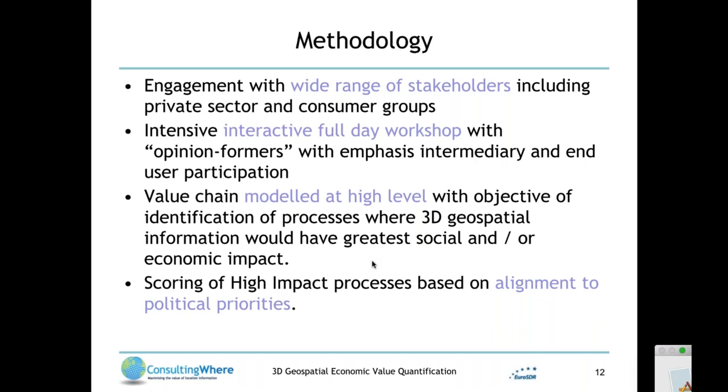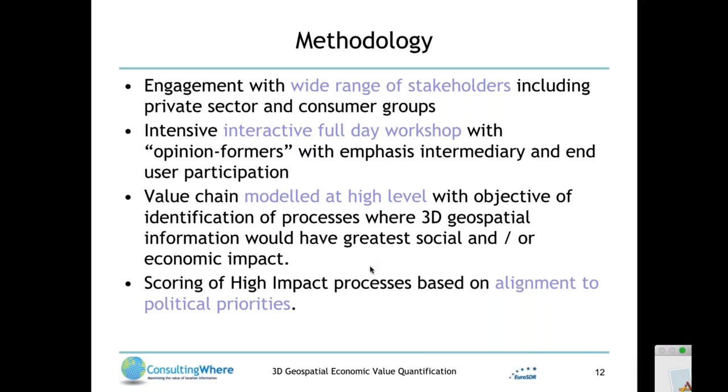So the methodology that we used was relatively straightforward. We brought together a range of stakeholders from the private sector, consumer groups, as well as the producers of the information. We ran an interactive full-day workshop, and what we did during that was we actually created a first cut value chain for the use of 3D information as applied to the one I'm going to talk about in most detail, which is for urban development or planning.